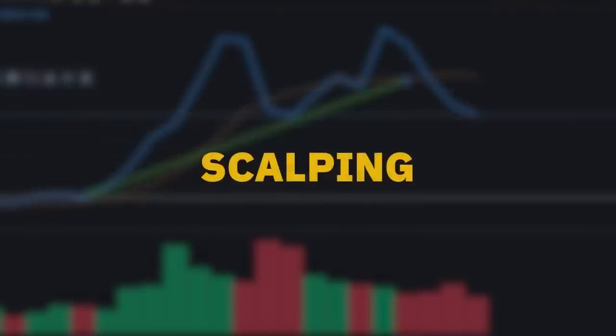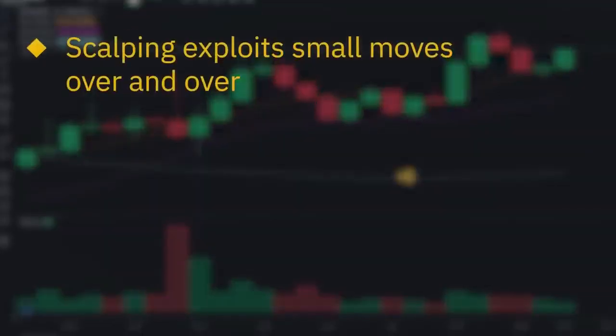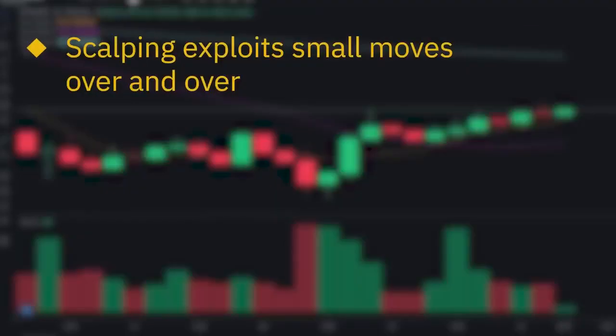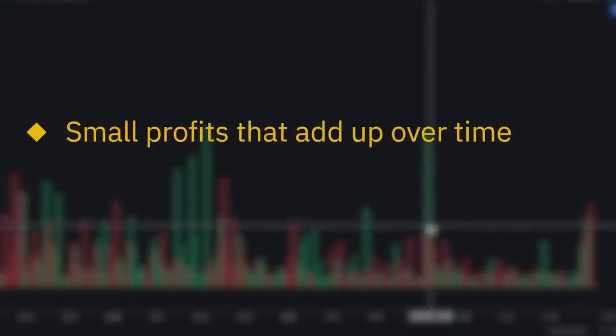Up next, scalping. Scalping is one of the fastest trading strategies out there. This strategy doesn't take advantage of big moves or drawn-out trends. It's a strategy that focuses on exploiting small moves over and over again. Scalpers often open and close their positions in a matter of seconds. Scalping can be good if a trader finds a market inefficiency that happens repeatedly. Each time it happens, they can make small profits that add up over time. Scalping is an advanced trading strategy that isn't recommended for beginner traders due to its complexity.